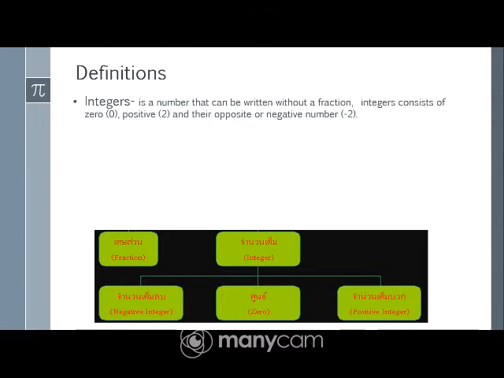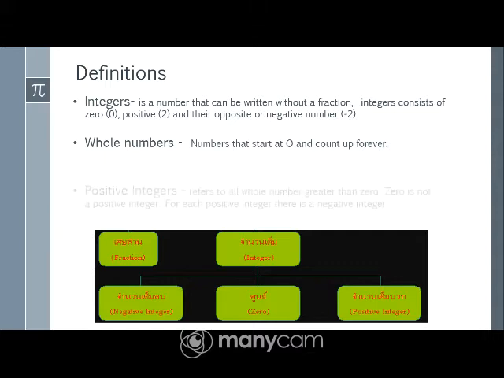Integers. What is an integer? An integer is a number that can be written without a fraction. Integers consist of 0, a positive number, for example 2, and its opposite or negative number, -2. Next, whole numbers. What are whole numbers? Whole numbers start at 0 and count up forever. So 1, 2, 3, 4, and so on.